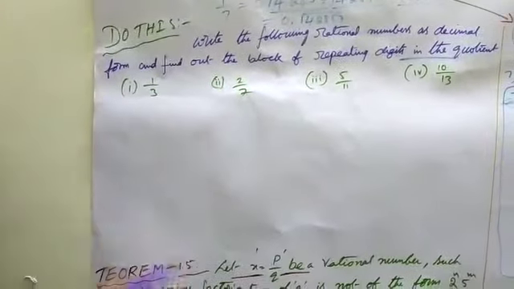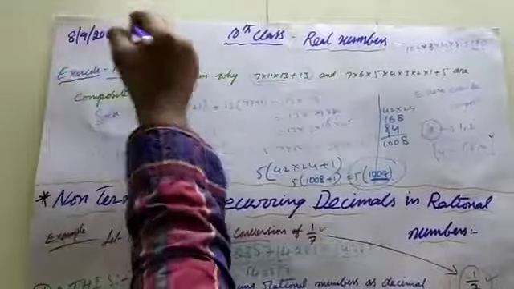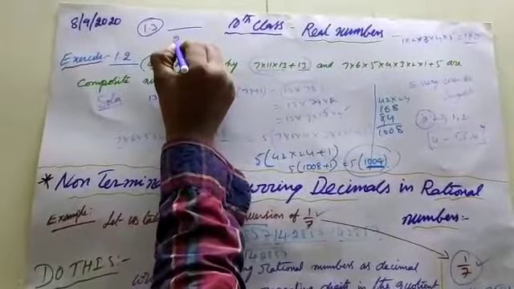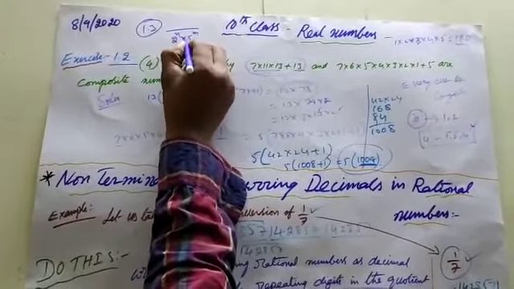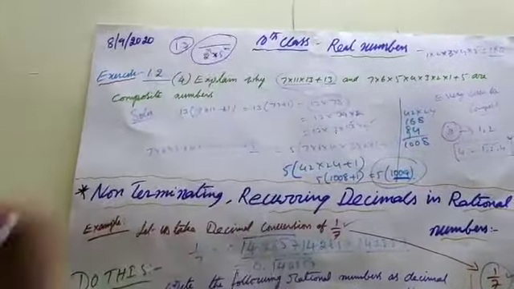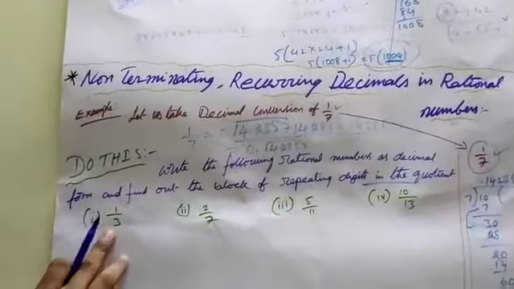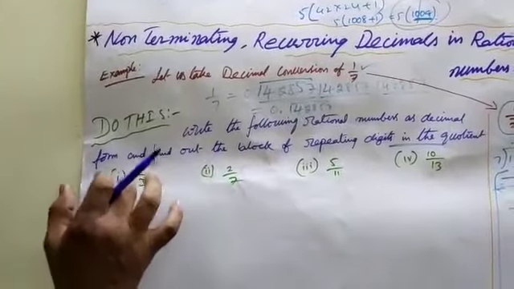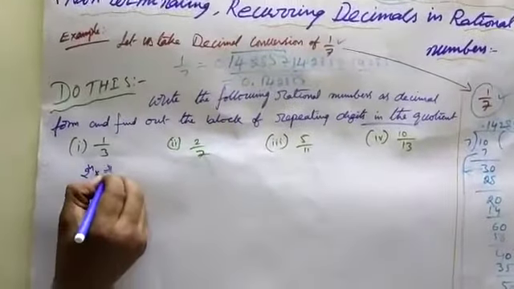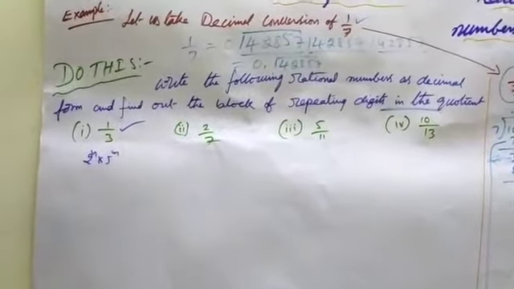What is theorem number 1.3? If the denominator portion is 2 power n into 5 power m, the total fraction is terminating. Otherwise, it is non-terminating. Here, what is the denominator portion? 3. The denominator is not in the form 2 power n into 5 power m. That means this goes to non-terminating.